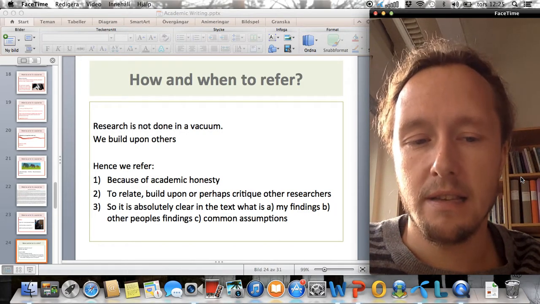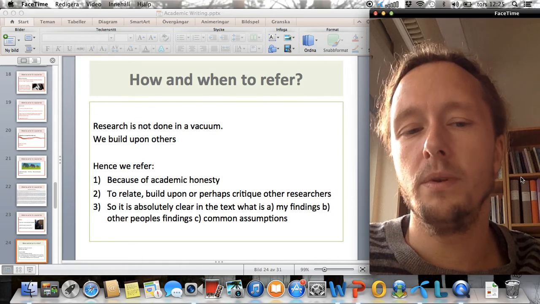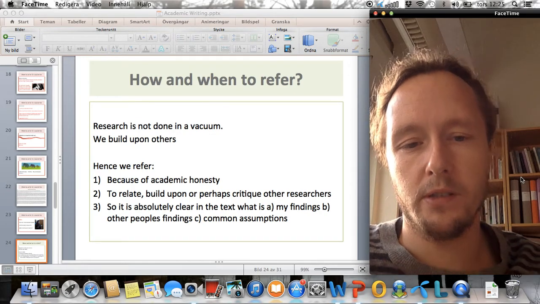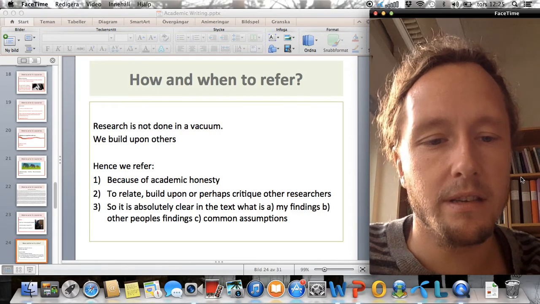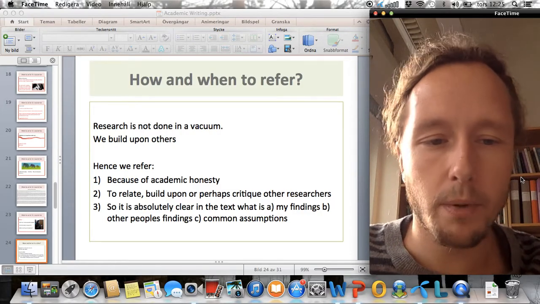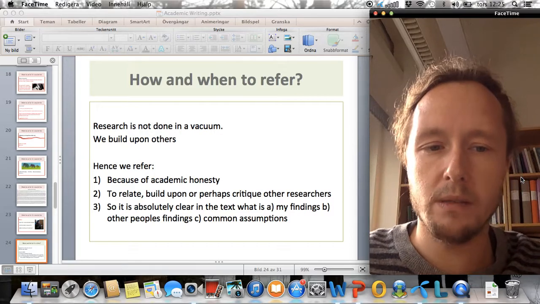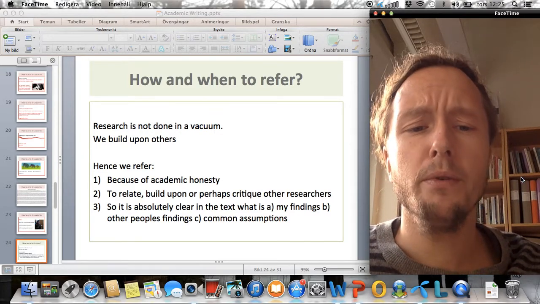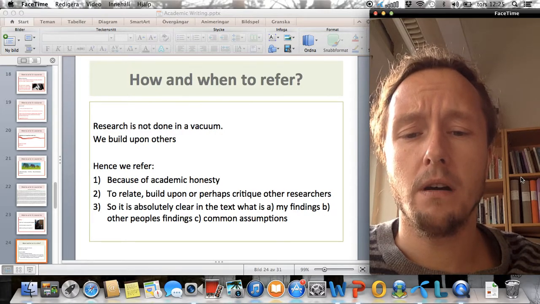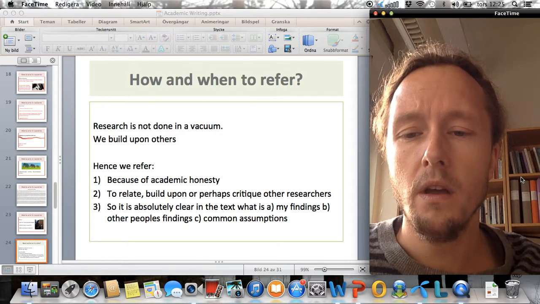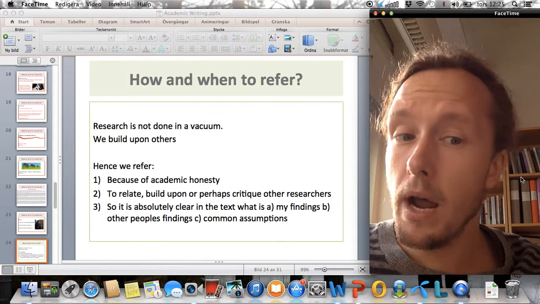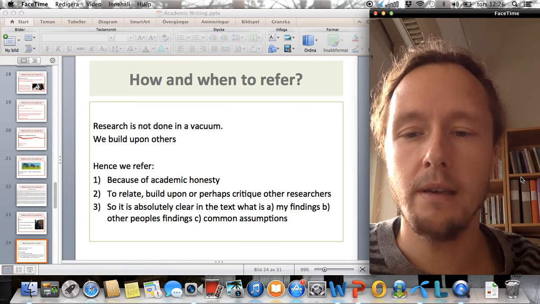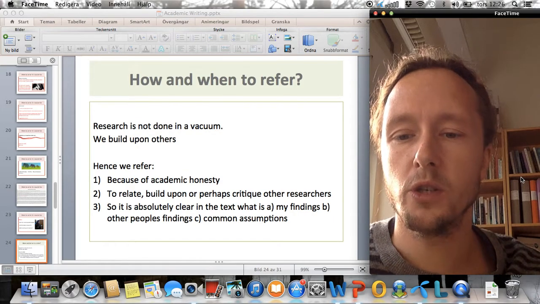Now, as we've been saying, research is not done in a vacuum. We build upon others. We stand on the shoulders of giants. We build upon Habermas, Castells, Foucault, all these people, and therefore we refer to them. We acknowledge them. So we refer because of academic honesty, to relate, build upon, and perhaps critique. I mean, we like you to critique researchers. So therefore, we have to refer to these researchers.